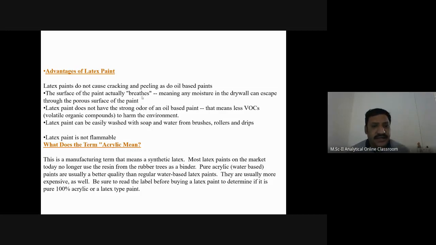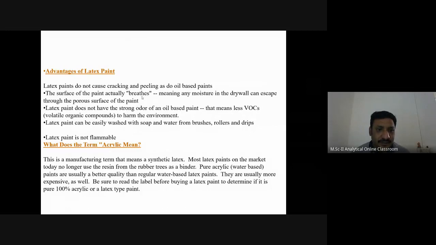Then latex paint can be easily washed with soap and water from brushes, rollers, and drips. Why? Because of its elastic properties, scratching and washability are not affected on that paint, and that's why it is easily washed with what? Soap and water from brushes, rollers, and drips. So that is the advantage of latex paint.